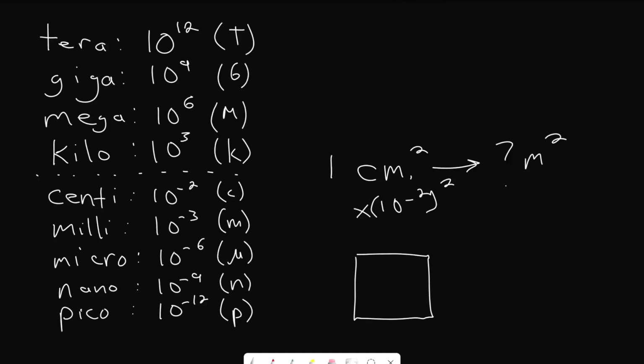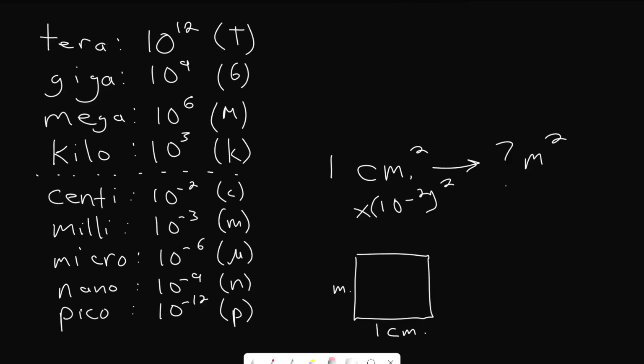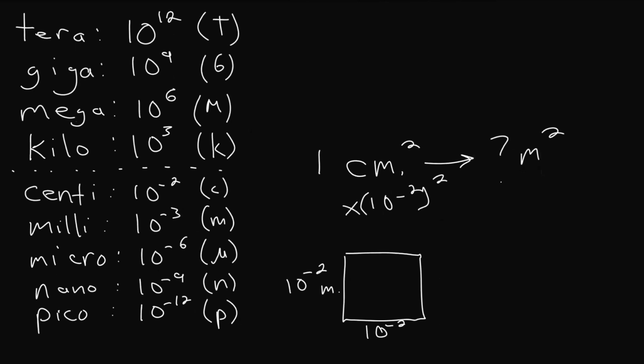If I say, here's 1 centimeter, let's call that the length, and here's another centimeter, and that's the width, then that will equal 1 centimeter squared when we multiply them together. But if I ask you, how many meters squared is that? Well, let's change our centimeters to meters in each of these scenarios. If we do that, this 1 centimeter is going to be 10 to the negative 2 meters, and this other side is also going to turn into 10 to the negative 2 meters.